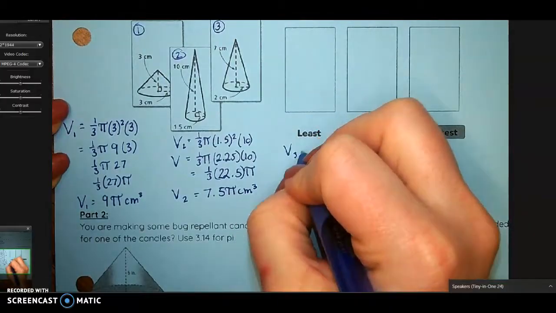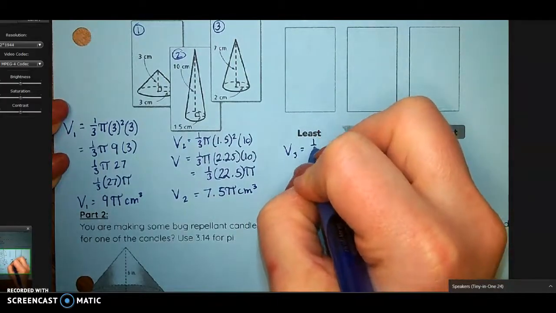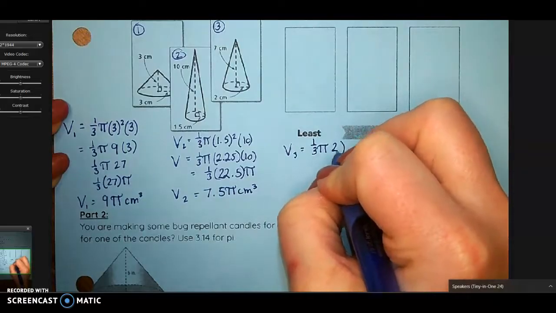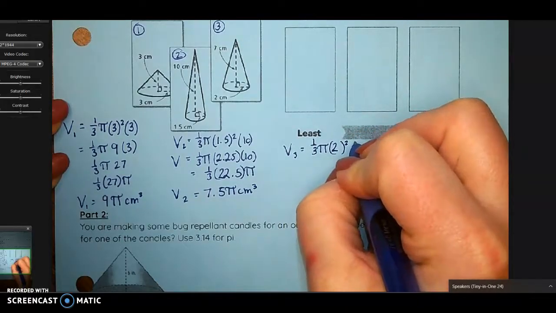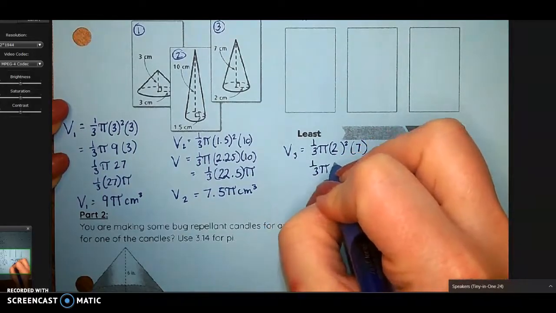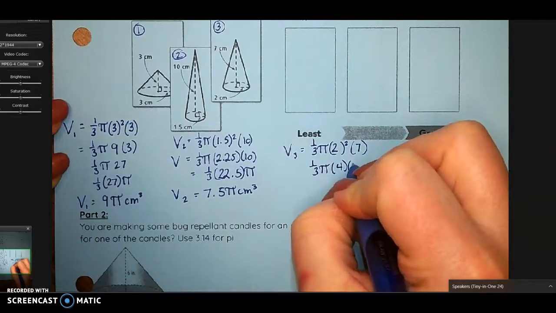For number 3 here, I have 1/3 times pi times 2, which is the radius, squared, times the height, which is 7. So 1/3 times pi times 4 times 7.